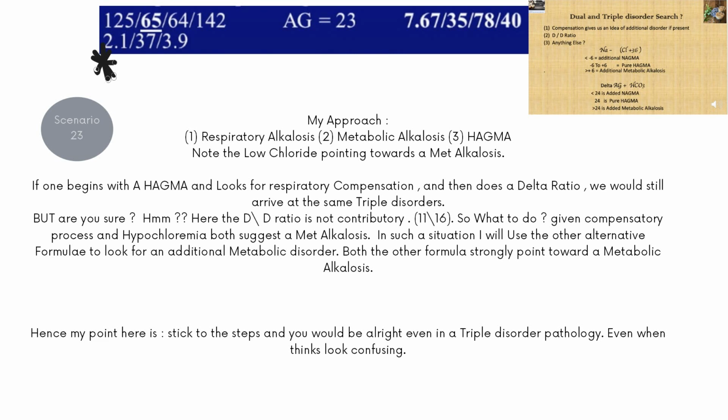But many authors do it in a different way. They look at the Anion GAP, which is high, then they use the Winter's formula, and then they come to the delta-delta ratio because it's an HAGMA, and then assess for an additional metabolic component. But here, if you use that process, I'm not saying that's wrong, you could do that, but if you do the delta-delta ratio, that's not going to be contributory because 11/16 would not be giving you a ratio that is compatible with metabolic alkalosis.